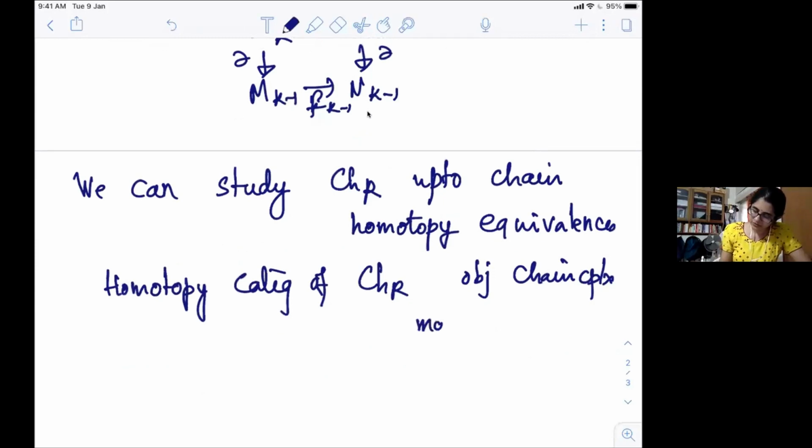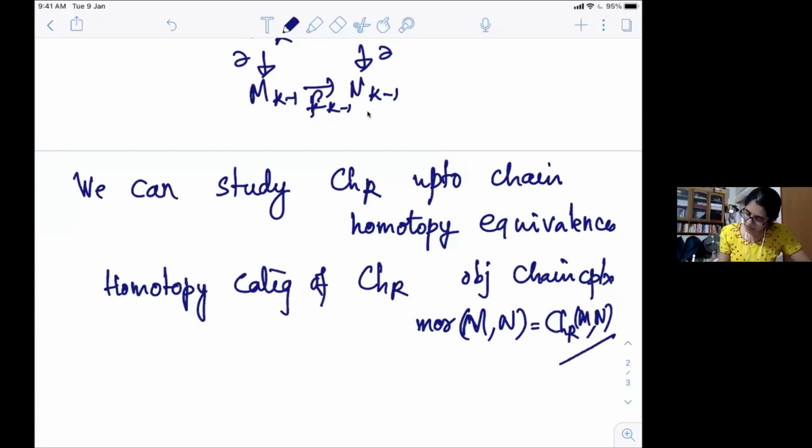Objects and morphisms are, so morphisms between any two chain complexes M and N are all the morphisms of chain complexes modded out up to chain homotopy equivalences. All right.